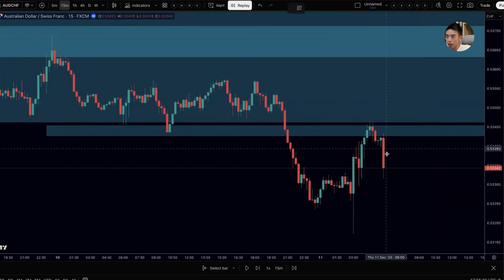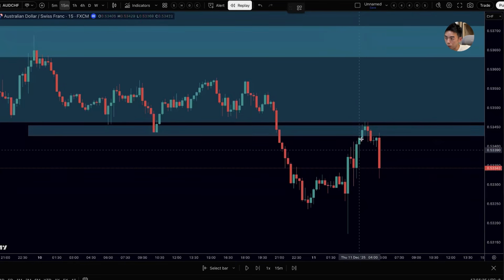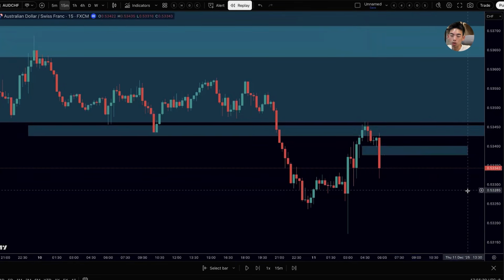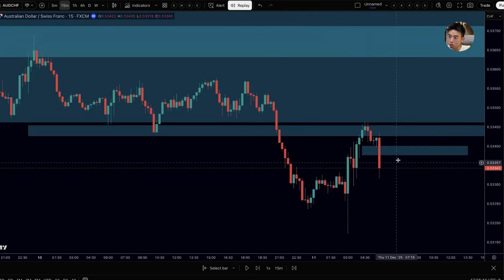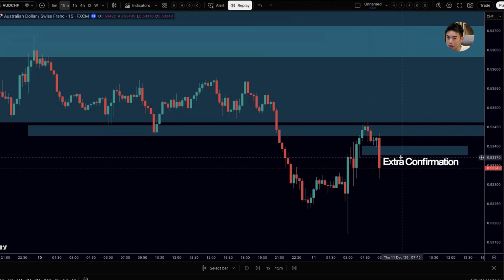So knowing that the trend has changed on the lower time frame, this area becomes very important to me to understand if a reversal is about to happen. I'm going to be looking at this area here to look for extra confirmation of weakness from the buyers. As soon as I get that, that's an area where we can look for the sell.